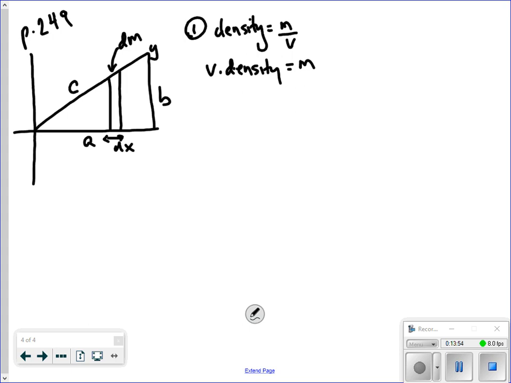Now, the volume of this triangle is going to be, let's substitute for that. It's going to be the change in x times y, how high up it goes, right? Because length times width. And then we've got the thickness of it as well. T for thickness. That's what I'm going to remember. All right, so there's my volume.